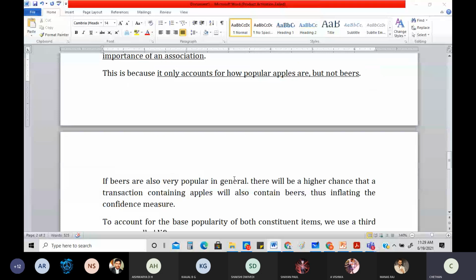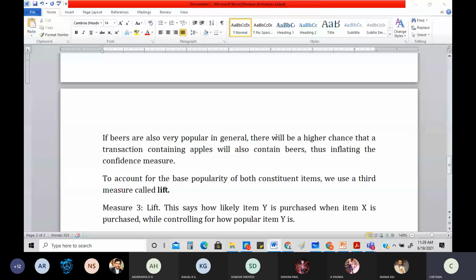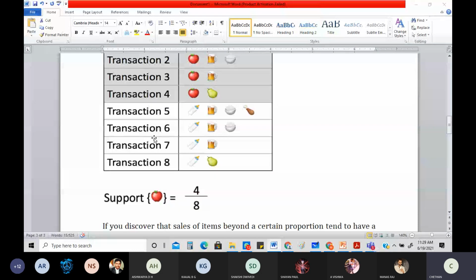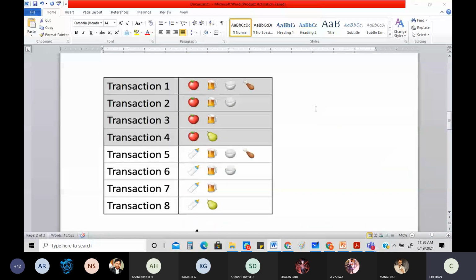Okay, so what is the thing here? If beers are also very popular in general, then there will be a higher chance that a transaction containing apples will also contain beers. Now, if I make this into a different example, okay, what is a different thing that you can think of? What is the confidence of buying beer along with my apples?